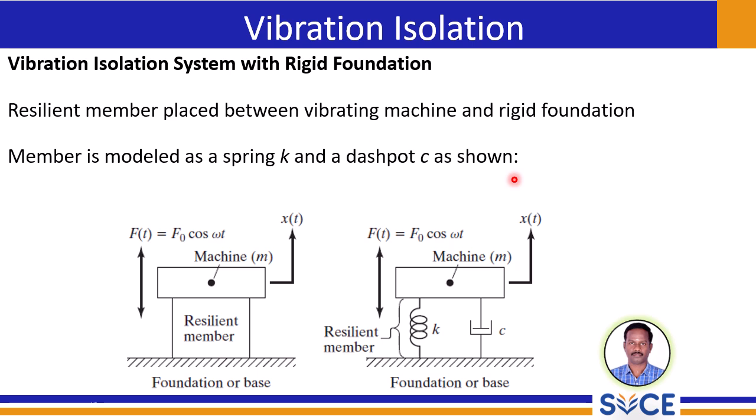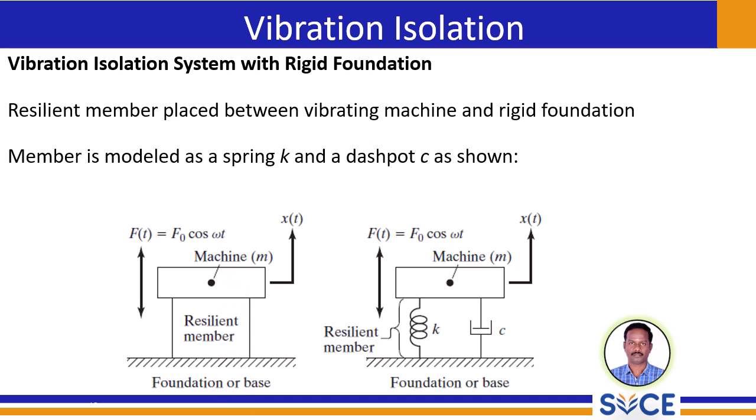Let's focus on the specific case of a vibration isolation system where the vibrating machine is mounted on a rigid foundation using a resilient member. As we discussed in the previous slide, the core idea of vibration isolation is to introduce a resilient member between the vibrating machine and the rigid foundation or base. The resilient member acts as a buffer, aiming to reduce transmitted forces from the machine to the foundation.